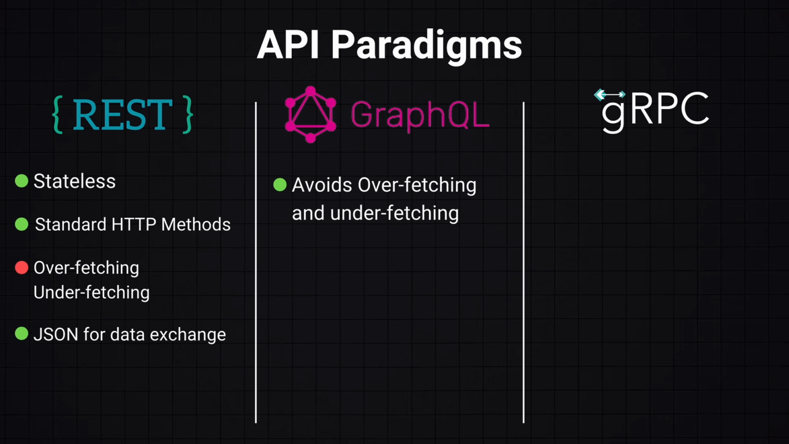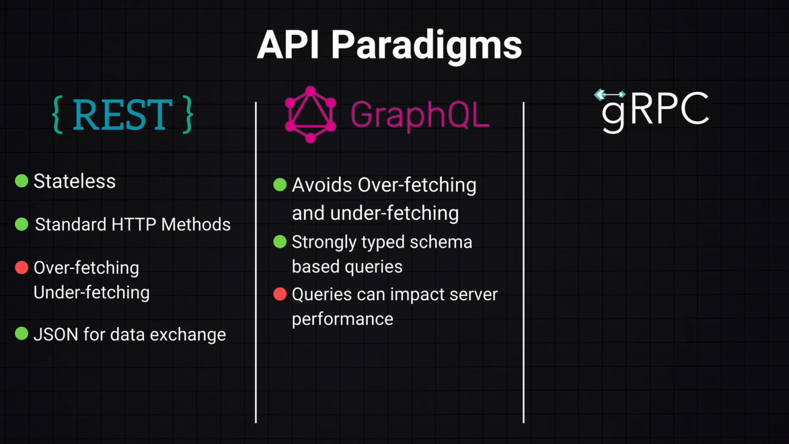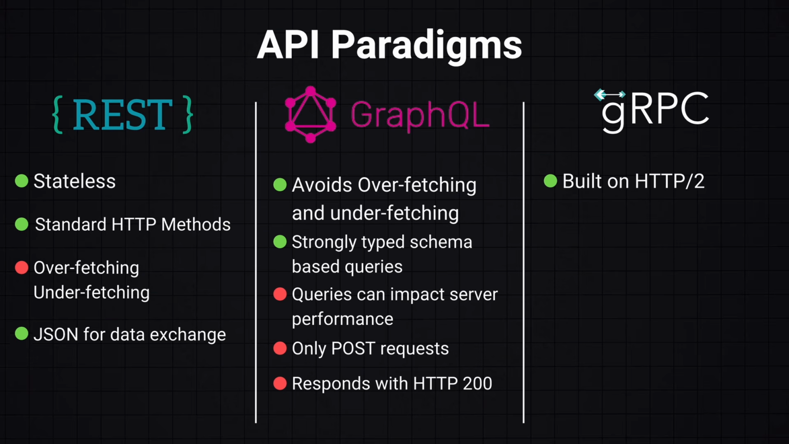On the other hand, GraphQL APIs allow clients to request exactly what they need, avoiding overfetching and underfetching data. They have strongly typed queries, but complex queries can impact server performance, and all the requests are sent as POST requests. And a GraphQL API typically responds with an HTTP 200 status code, even in case of errors, with error details in the response body. gRPC stands for Google Remote Procedure Call, which is built on HTTP/2, which provides advanced features like multiplexing and server push.